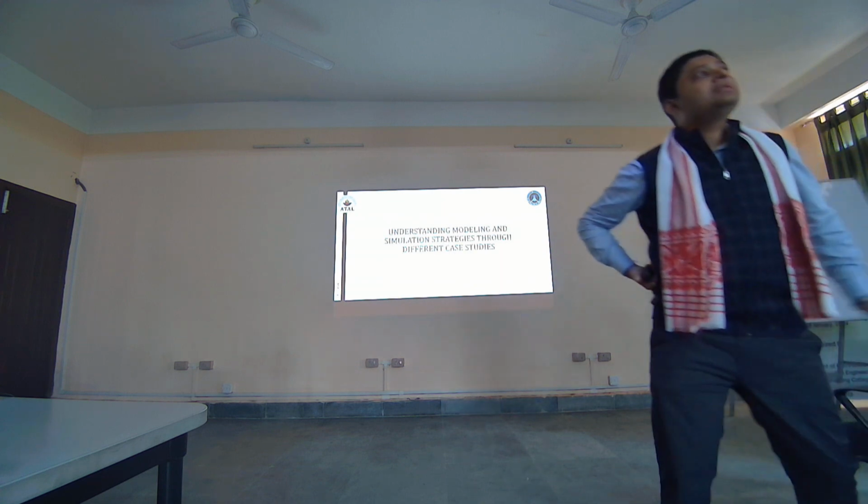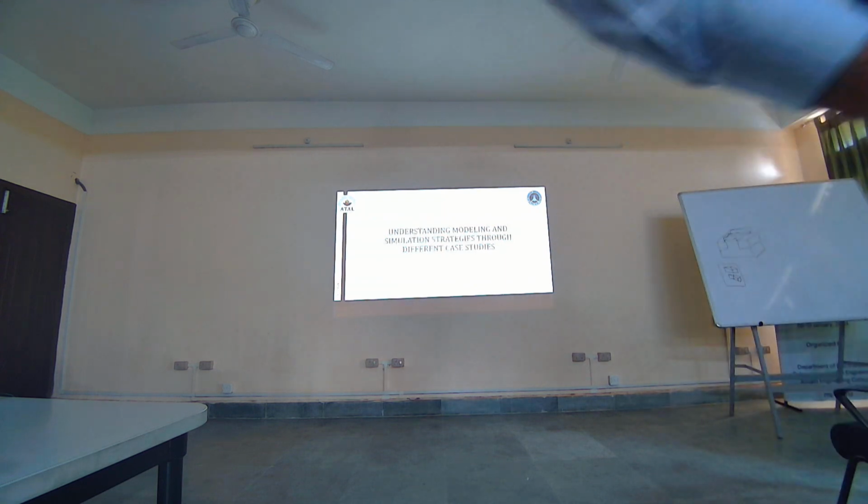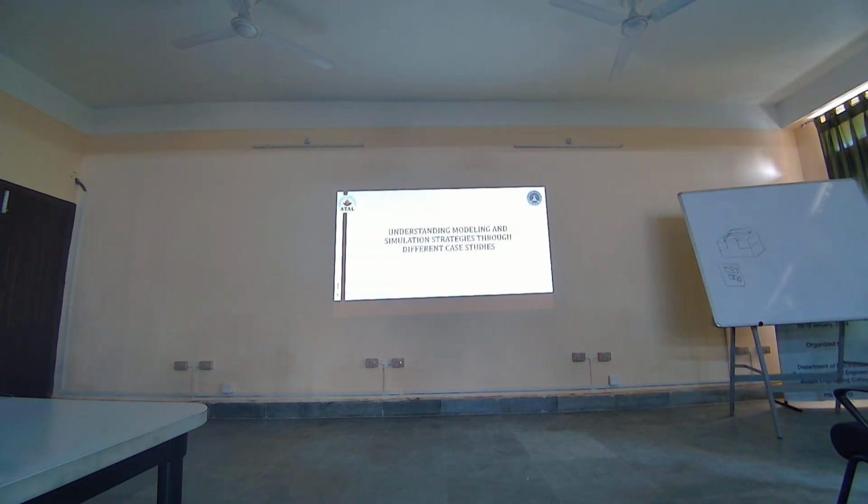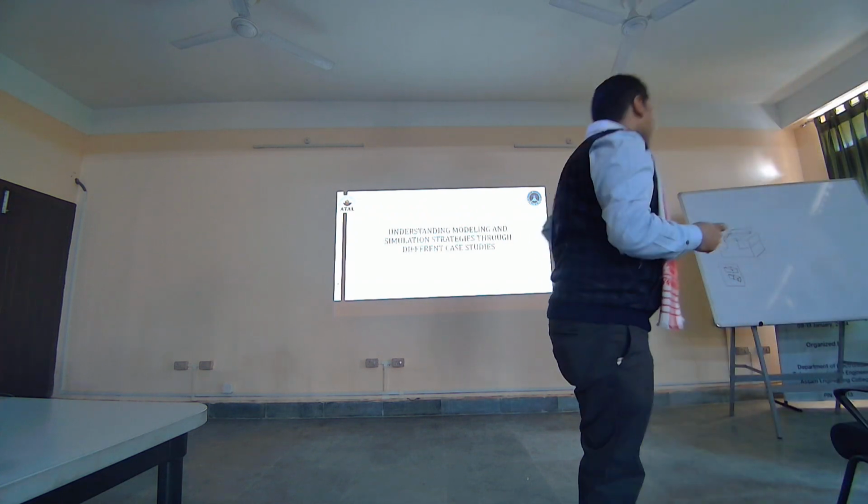Will one particular model satisfy all the constraints? Is it possible? No. Very good question. Very good question.